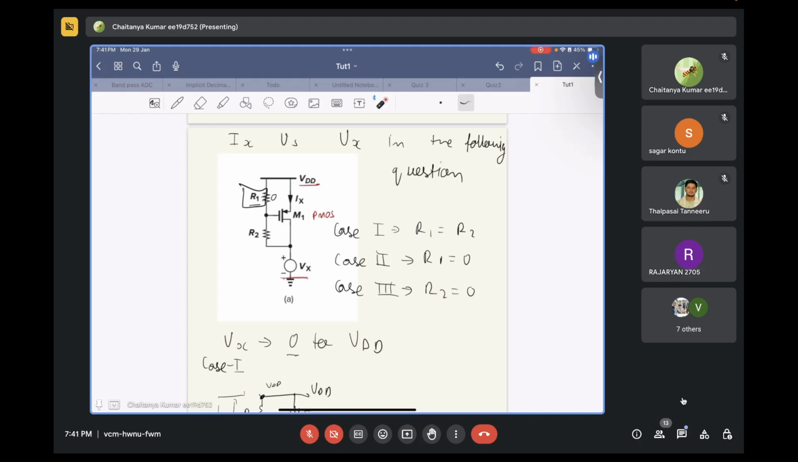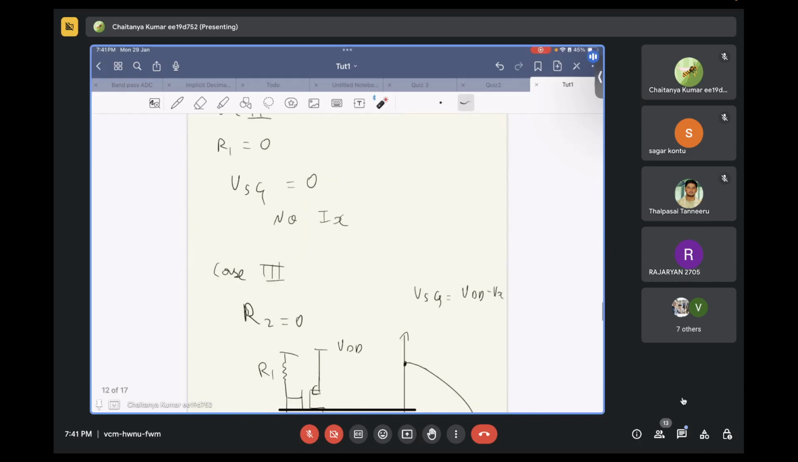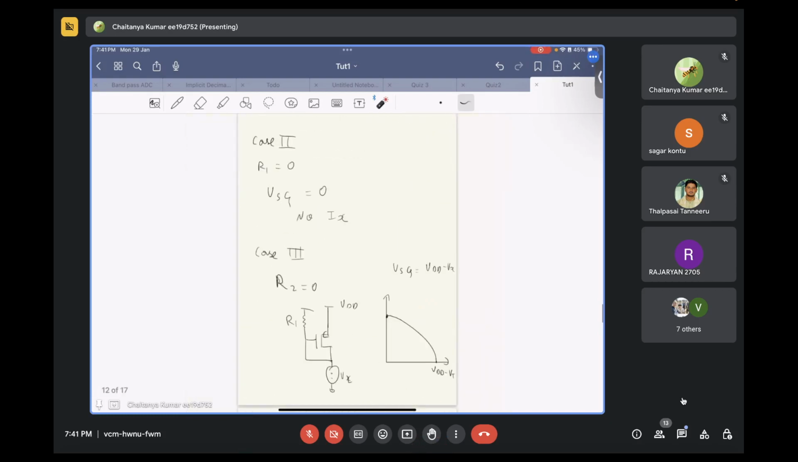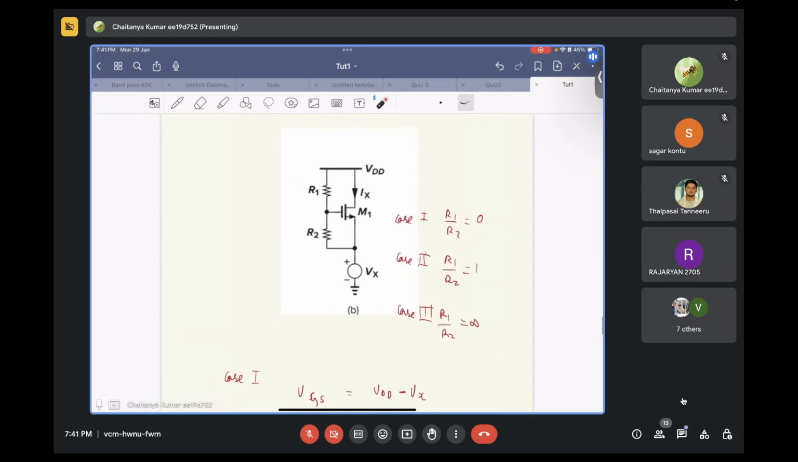Okay. So now we will do one more question, the last question, the PMOS one. Till now we did PMOS. Now we will go and do it for the NMOS case. Okay. So now again, case 1, R1 by R2 is equal to 0. What does this mean? R1 is equal to 0 and R2 is some quantity.